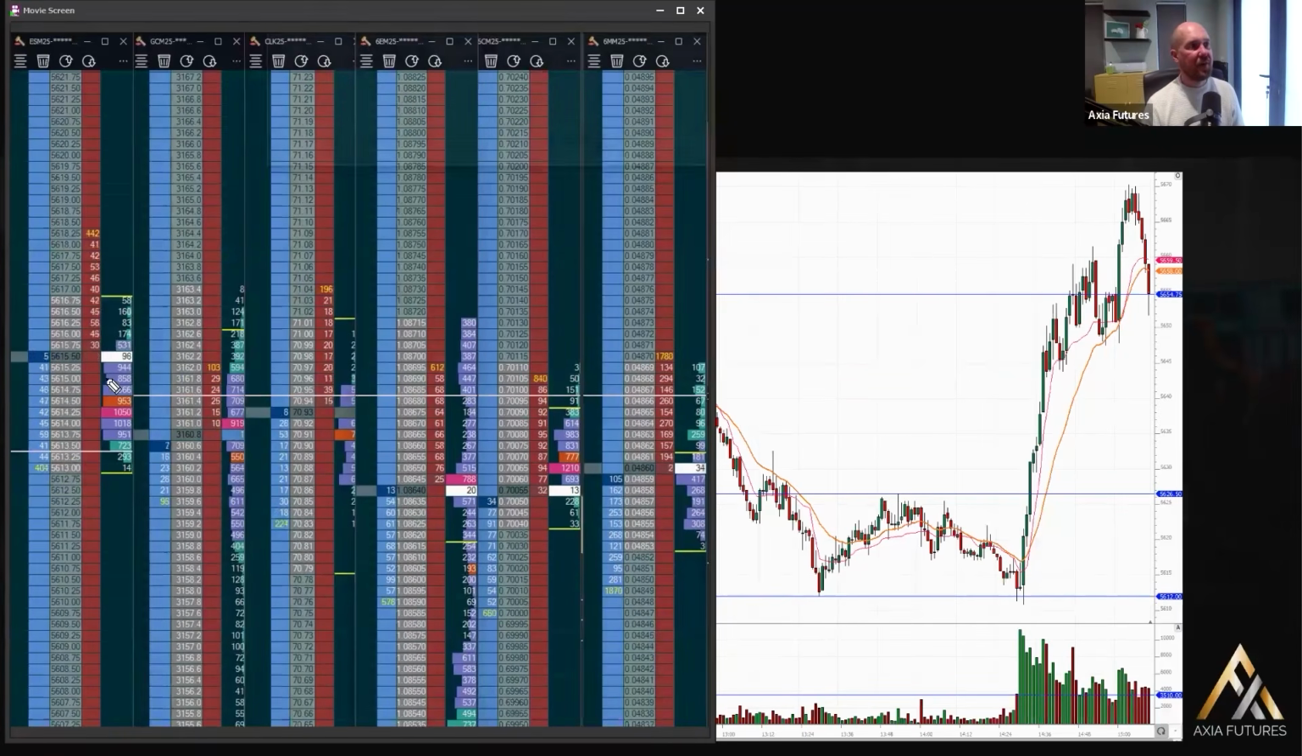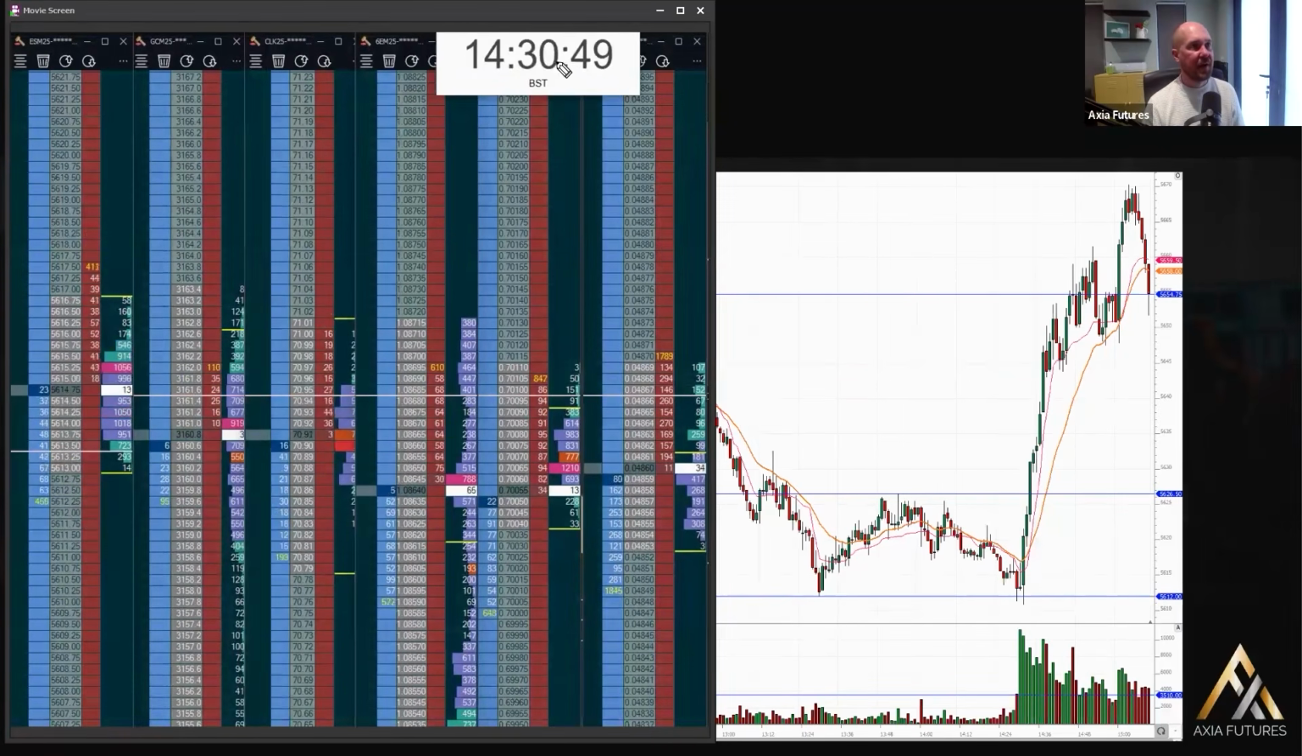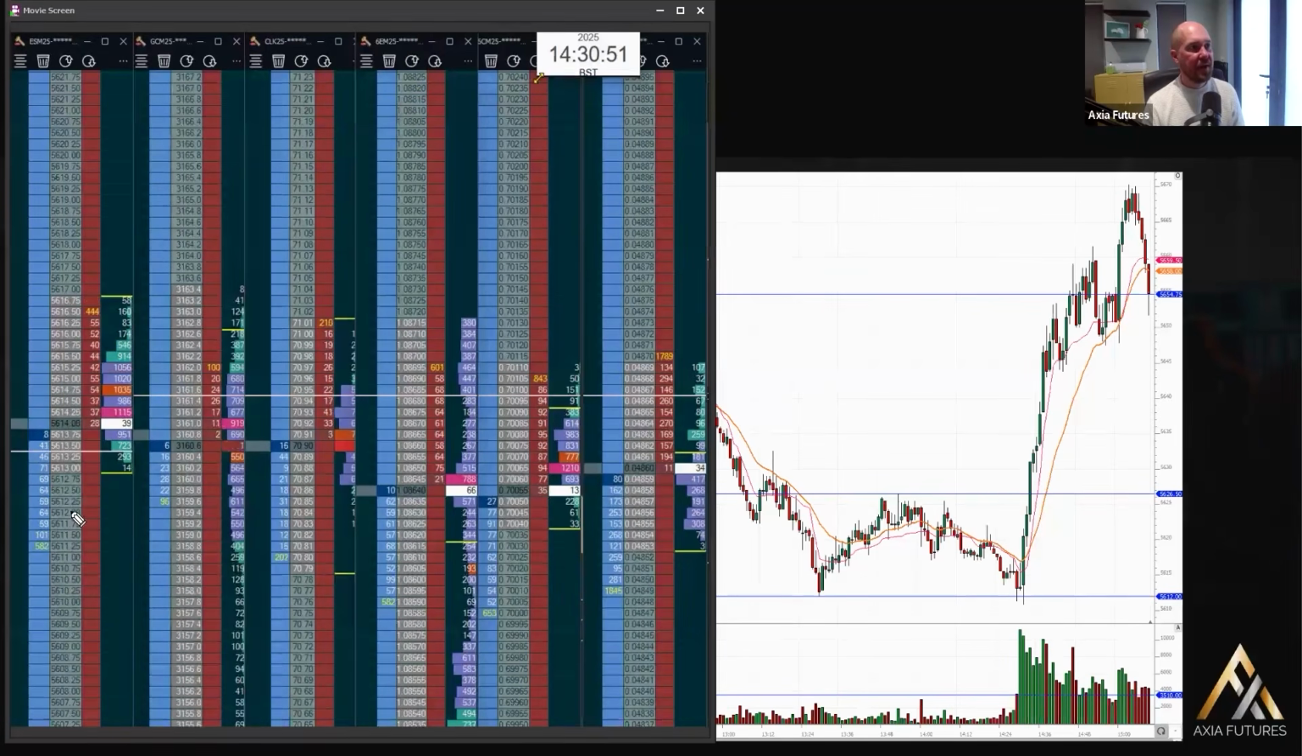So at this point in time, we're just past the open. There we go. There's the clock. So you're a minute in. So 12's the area that we're interested in down here.